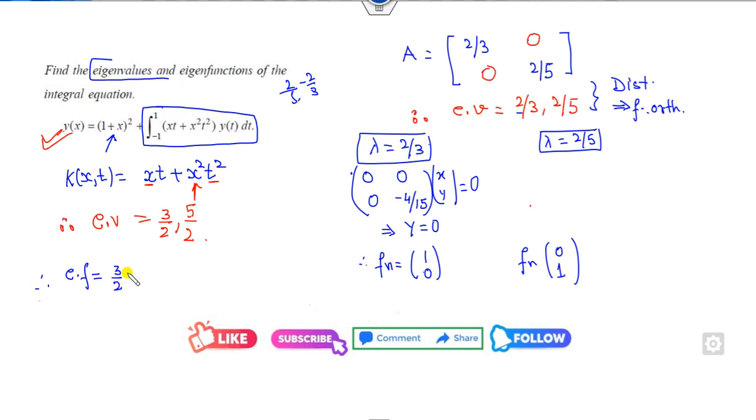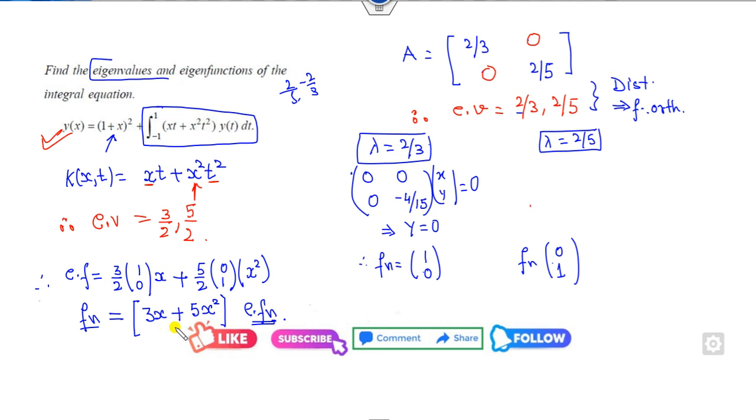First eigenvalue into eigenfunction, the reciprocal of this is the same into k1, plus eigenvalue into reciprocal of k2, x square. So you can see 3 by 2 or 1 by 2 is a common proportional factor. So 3x plus 5x square is my eigenfunction. Or 1 by 2 again is a constant because we always normalize them. So the eigenfunction is 3x plus 5x square.